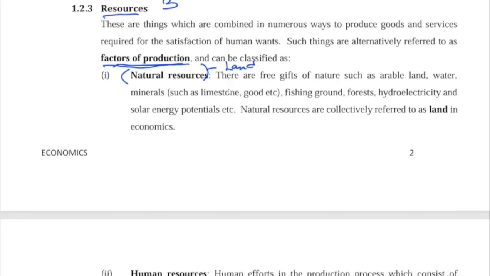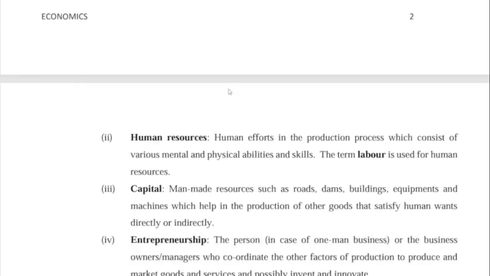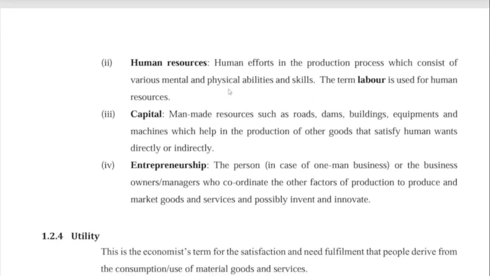So the next one is human resources, which we call labor. Number two, we have human resources, which we call labor, just as you see here. So it's just labor. Human resources is human effort in the production. This human effort could be physical or mental, or it could be both physical and mental.